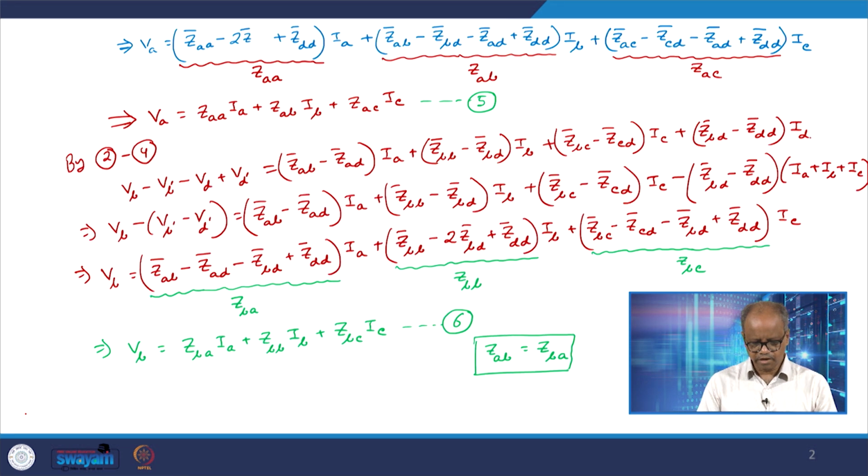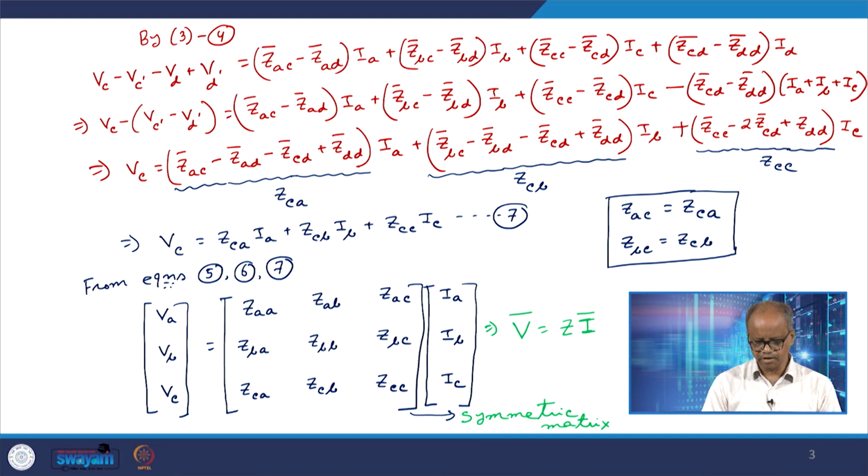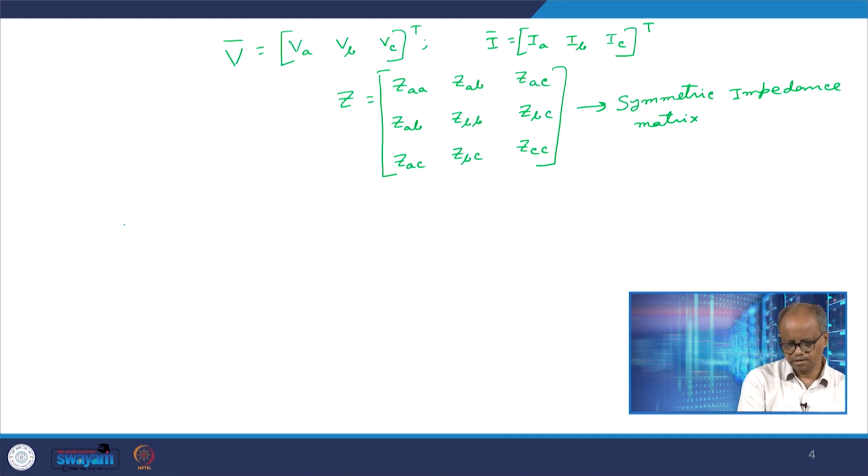Now, as you can see, ZAA is equal to Z bar AA minus 2ZAD plus ZDD, and then similarly ZAB as well as ZAC. Therefore, let us try to find out the final expression of ZAA. ZAA is equal to Z bar AA minus 2ZAD plus ZDD.